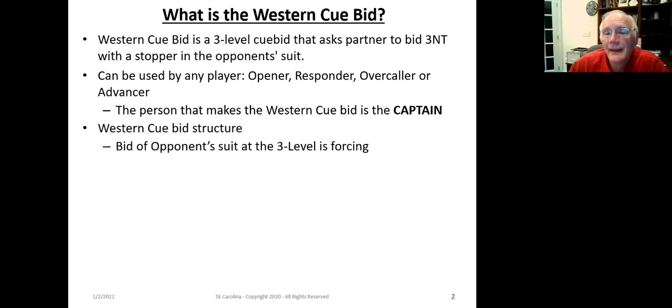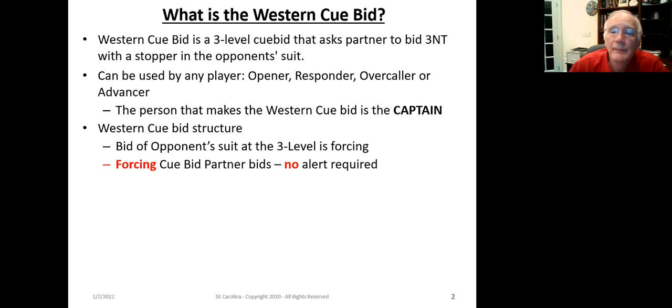The basic structure is that the Western cuebid is initiated by bidding an opponent's suit at the three level. Now, this could be an explicitly bid suit or an implicitly bid suit, so pay attention to that. It does not have to be explicitly bid. We'll show you an example or two where this is true. It is a forcing bid.